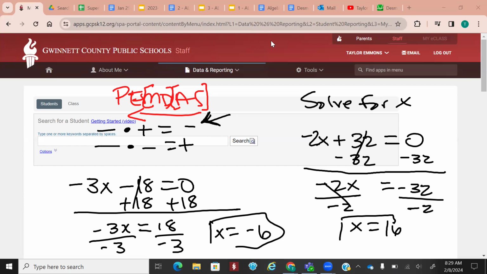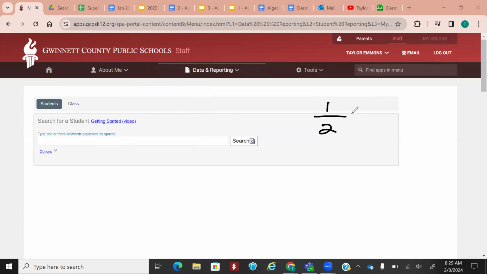This time we're doing fractions. Yay! No. Okay. So on this one, we got 1/2 x plus 20 equals 0. Don't get tripped up by the fractions. It's okay. We're all going to live. So first thing, we subtract 20.